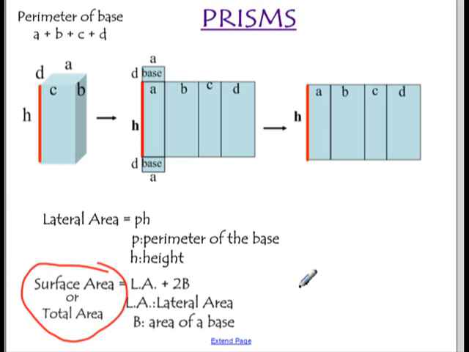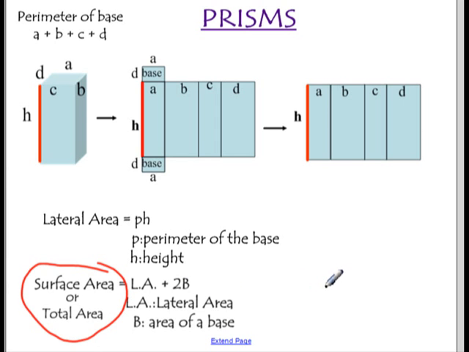The way I like to think of it is if you were going to wrap that prism up and give it to Mr. Appel for his birthday, or just any day because you felt like giving him a lovely gift, how much paper would you use? How much wrapping paper would you use? That's total area or surface area.